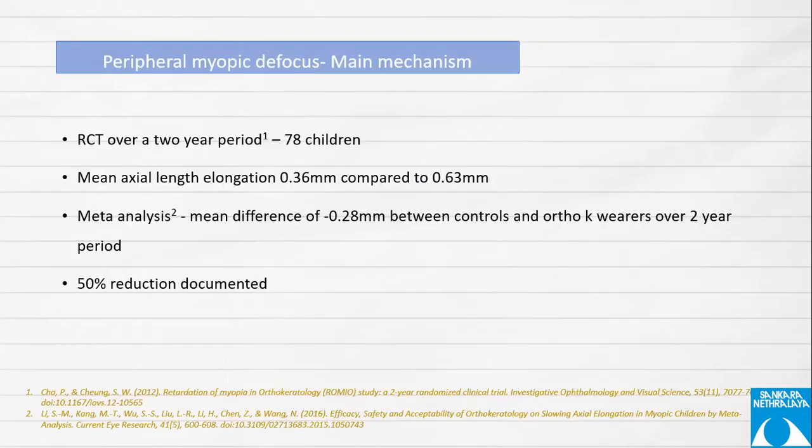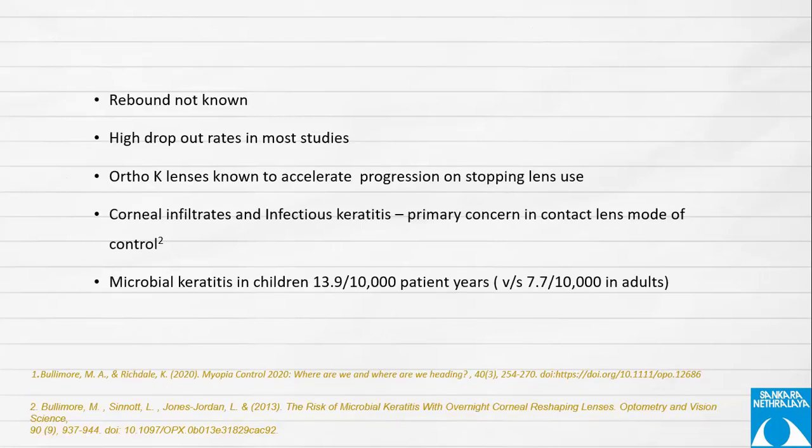So a few features of the Romeo study were that it was an RCT over a 2-year period where they had 78 children. The mean axial length elongation was 0.36 mm in the treatment group compared to 0.63 millimeters in the control group. And a meta-analysis also shows that there is always a difference of around 0.3 millimeters between controls and Ortho-K wearers. And 50% reduction is generally documented with Ortho-K use for myopia control. And the main mechanism is again peripheral myopic defocus.